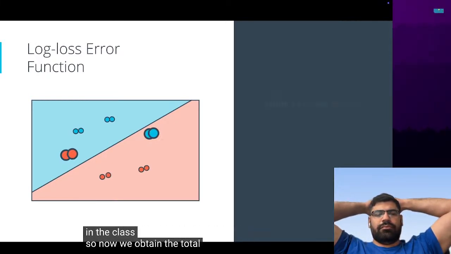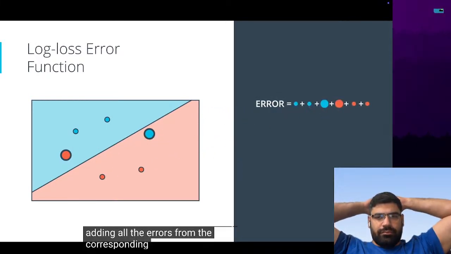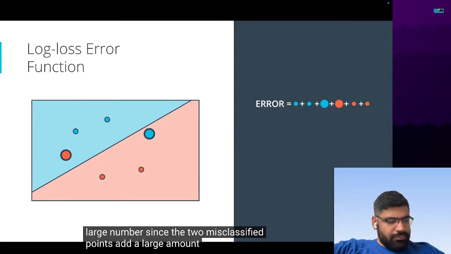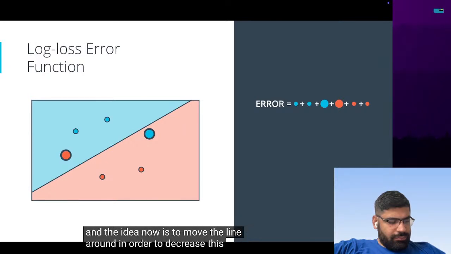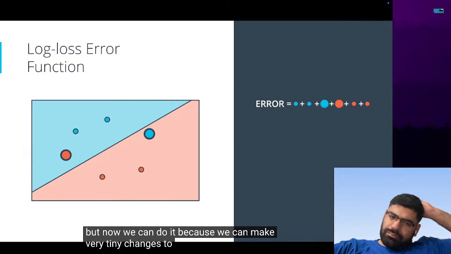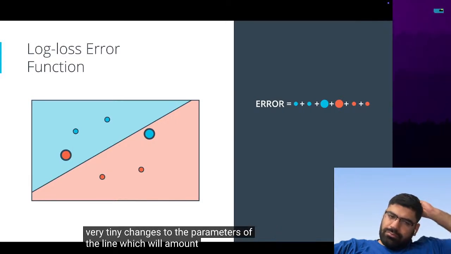So now we obtain the total error by adding all the errors from the corresponding points. Here we have a large number since the two misclassified points add a large amount to the error. And the idea now is to move the line around in order to decrease this error. We can do it because we can make very tiny changes to the parameters of the line, which will amount to very tiny changes in the error function.